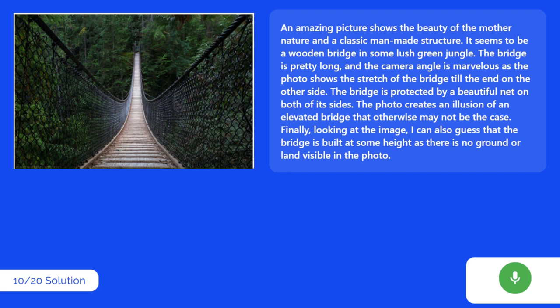The bridge is protected by a beautiful net on both of its sides. The photo creates an illusion of an elevated bridge that otherwise may not be the case. Finally, looking at the image, I can also guess that the bridge is built at some height as there is no ground or land visible in the photo.